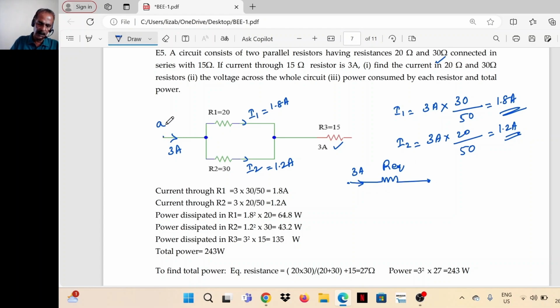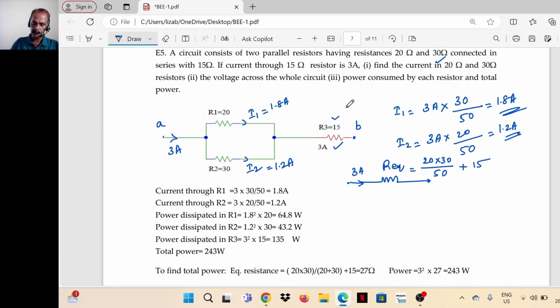Say I'll mark it as points A and B. We have to find the potential difference between points A and B. That's equal to 3 ampere into the equivalent resistance connected between A and B. So R equivalent is equal to, this is a parallel combination of 20 and 30, 20 into 30 divided by 20 plus 30, 50, plus another 15 ohm.